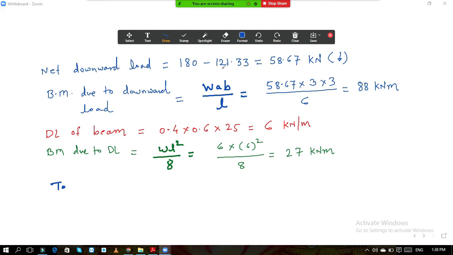Or otherwise, if you consider this as acting live load, and this is your dead load, then it is also okay. This will become live load moment ML, and this will become dead load moment. So we will see that this is your ML, 88 kilonewton meter live load moment, and your MD is 27 kilonewton meter. This way also you can consider.